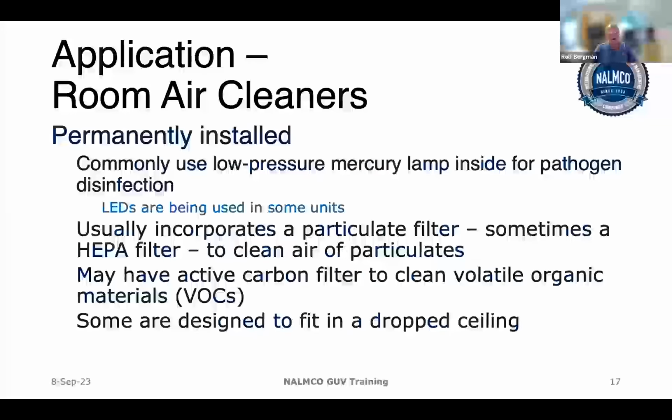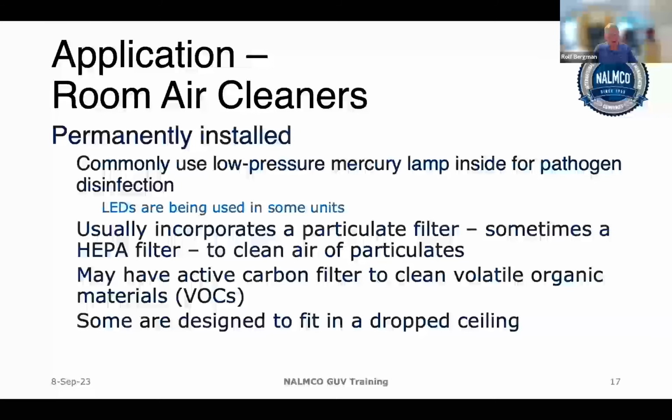Room air cleaners, we mentioned. They can be permanently installed. Typically, when they do, they use low pressure mercury lamps for disinfection. Although there are smaller units coming in with LEDs in them, which are much easier to fit in small units. Most room air cleaners also incorporate a particulate filter called the HEPA filter to clean the air of nano and micron-sized particles, as well as the volatile organic compounds.